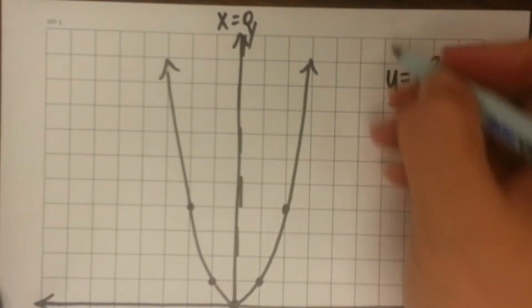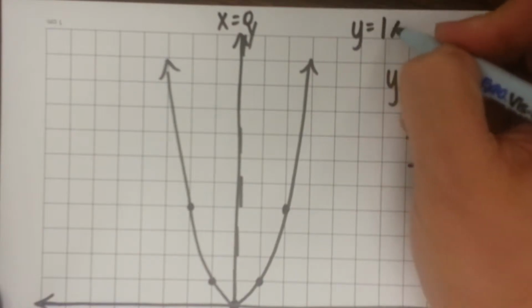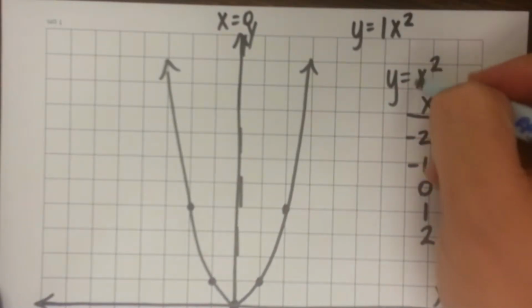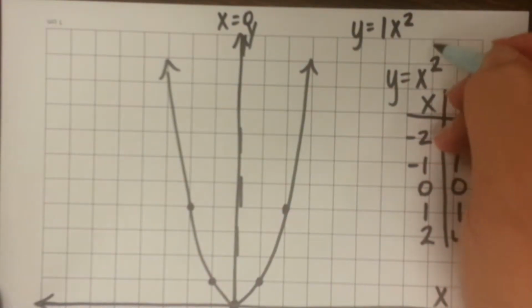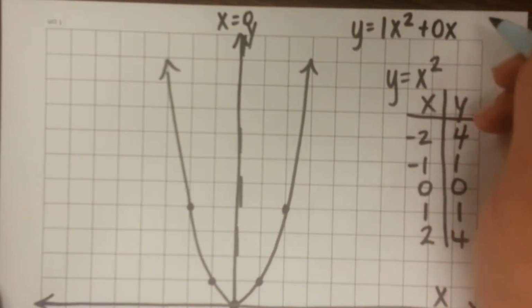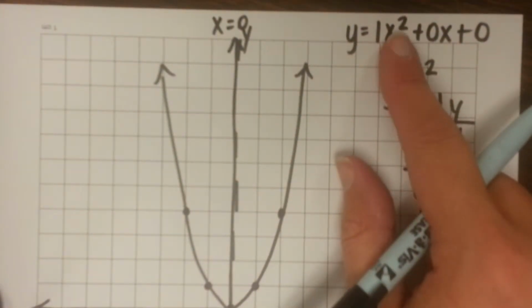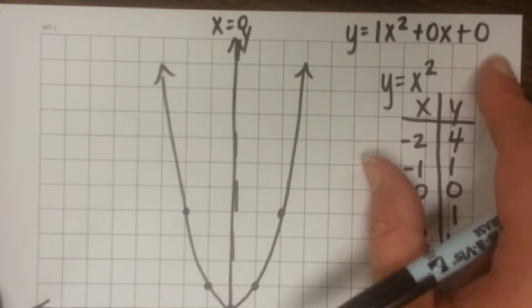Now, if I was looking at my equation, it's in the form of y equals 1 x squared. Remember, there's a 1 there whether we see it or not. We don't have any terms after that, so it's kind of like we have a 0x and just a 0 at the end if we were putting it in ax squared plus bx plus c form.